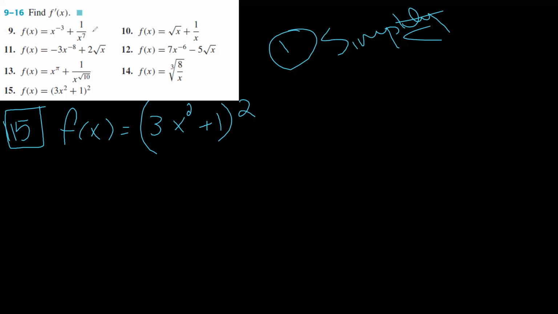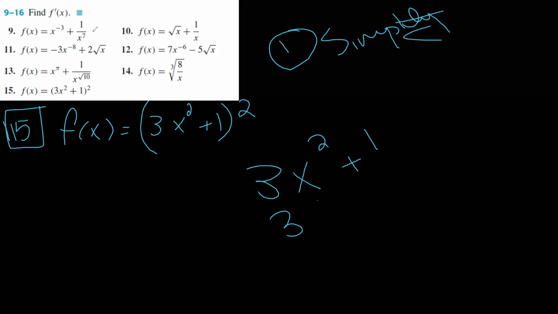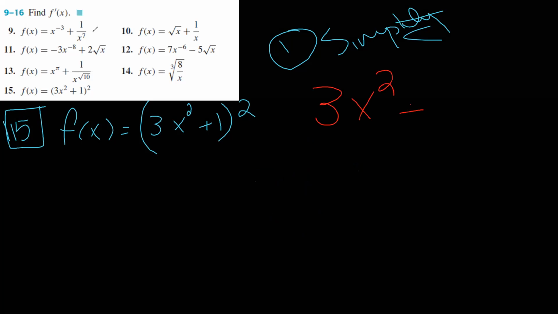As we did before, every time you have to simplify to make it a polynomial function. So, 3x squared plus 1 multiplied by 3x squared plus 1. I want to write it here. It's 3x squared plus 1 times 3x squared plus 1. How can you multiply them?